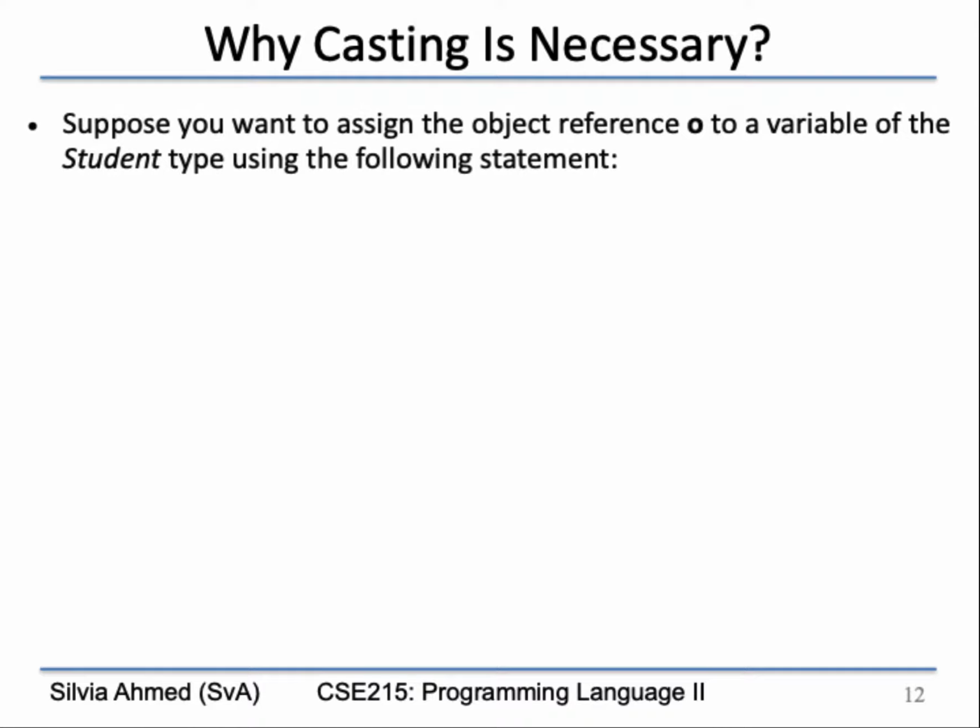So why is casting necessary? Let's say you want to assign the object reference O that we just created in the previous slide to a variable of the student type using the following statement: Student b = o. Unfortunately, you will see that a compilation error has occurred. But why? We have seen that O is actually a student because we created it with new Student. So even if O is actually a student, why can't we assign it to b of type Student?